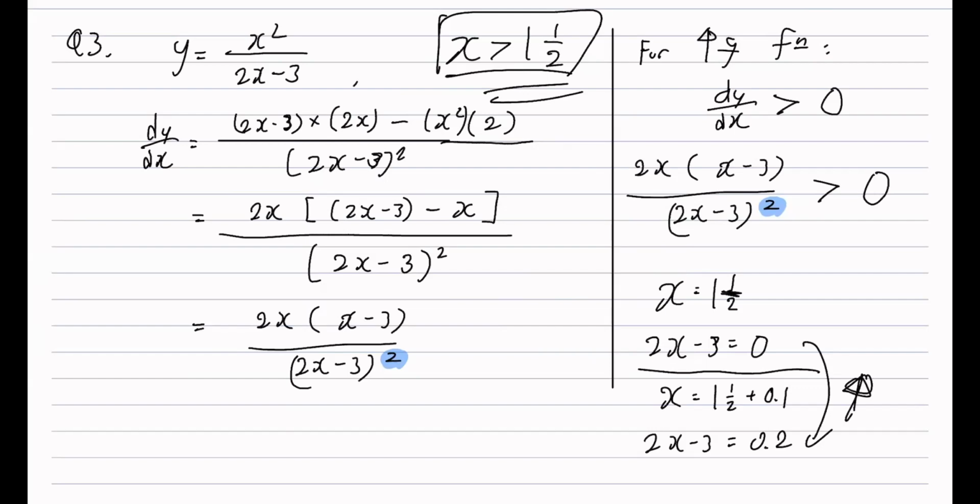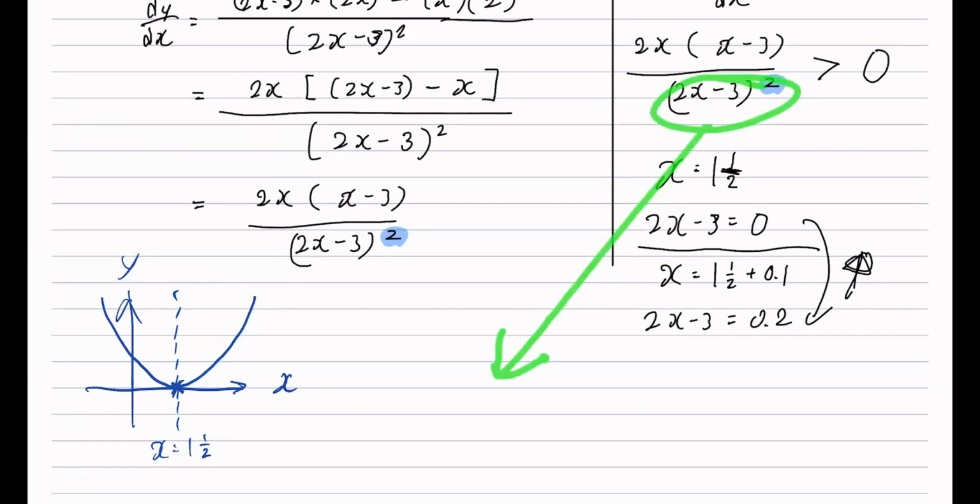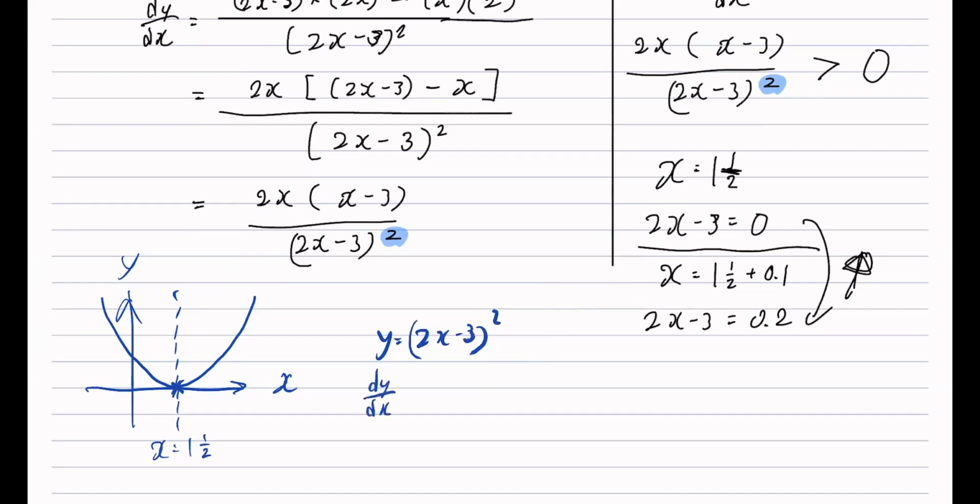How does the graph of 2x minus 3 look? Like this. Remember your graph sketching from secondary school? Yes, from 1/2, it actually goes up all the way. Can you see it's increasing? Good. You can also prove that this is an increasing function. How to show it's an increasing function? y equals 2x minus 3 bracket square, differentiate, more than 0.